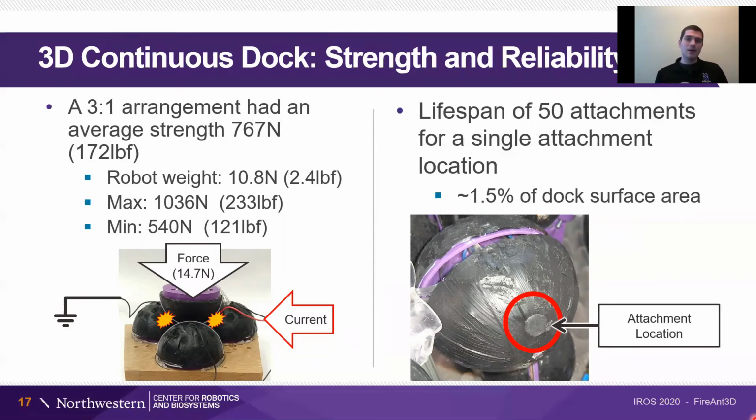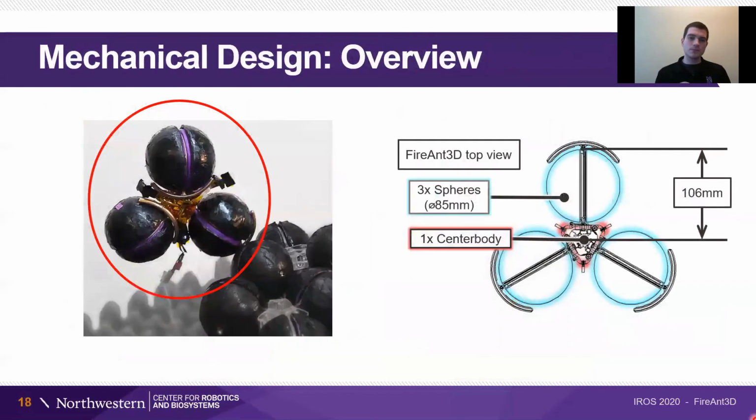Considering the fact that you are not going to be attaching at a single point repeatedly, recall that we are not using lattice connections. Because of this, you're going to be distributing these attachments all along the surface, and so this 50 attachments at a single point is quite acceptable for the sort of stuff that we're doing. Additionally, you can always resurface these docks by simply dragging a soldering iron over it.